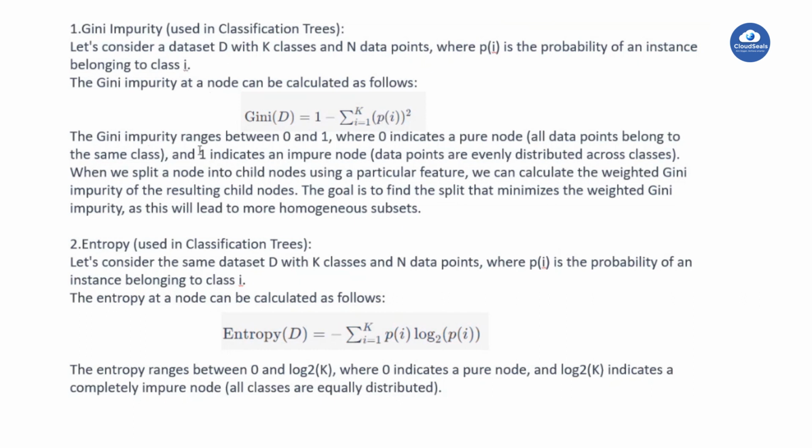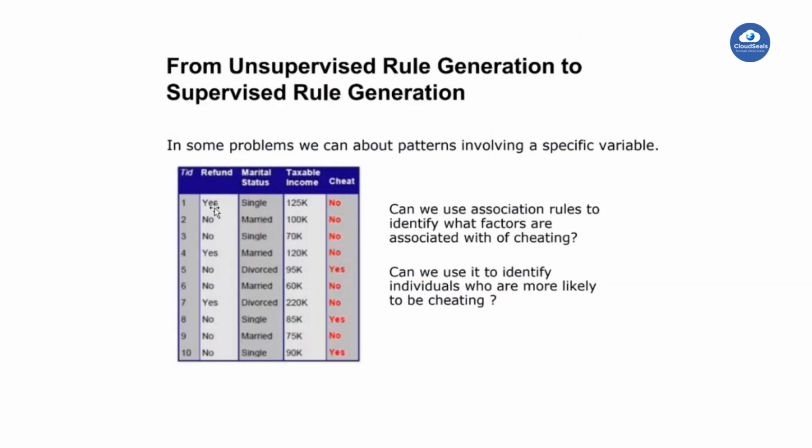See, 0 indicates a pure node, which means all data points belong to the same class. Let's take this example: yes, no, no, yes. For the no, we have two yeses and two no's. For this one, for example, we have six no's, seven no's. If this is binary classification, it has yes or no, two classes.